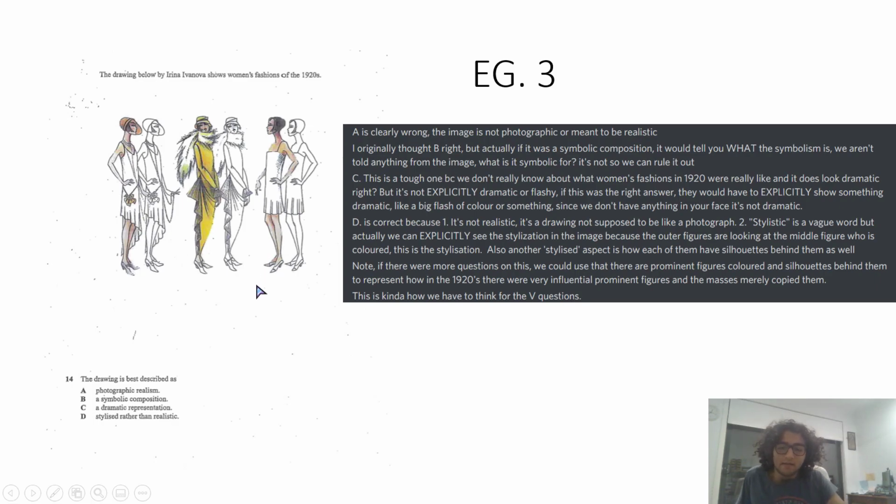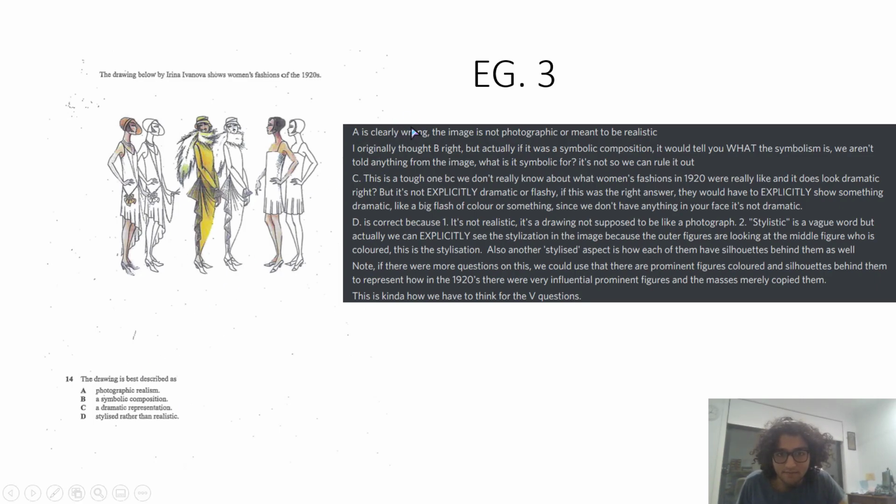So now this one, I wouldn't be able to tell the key message really straight away. It's a bit confusing, isn't it? So what we do is we look at the options. The drawing is best described as A, photographic realism, B, a symbolic composition, C, a dramatic representation, or D, stylized rather than realistic. So now let's go through all of them.